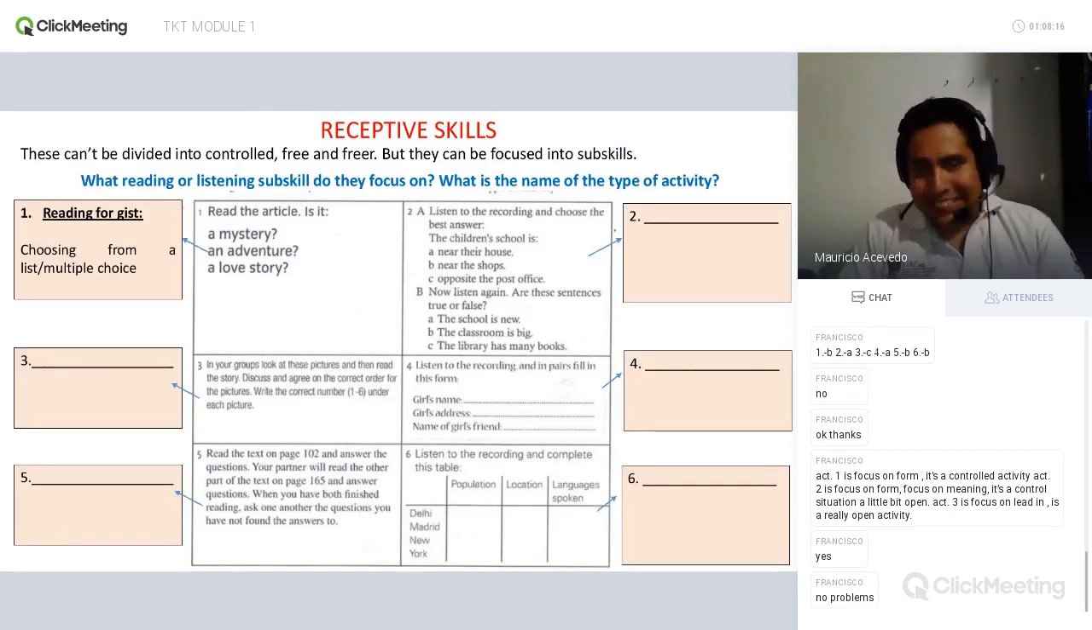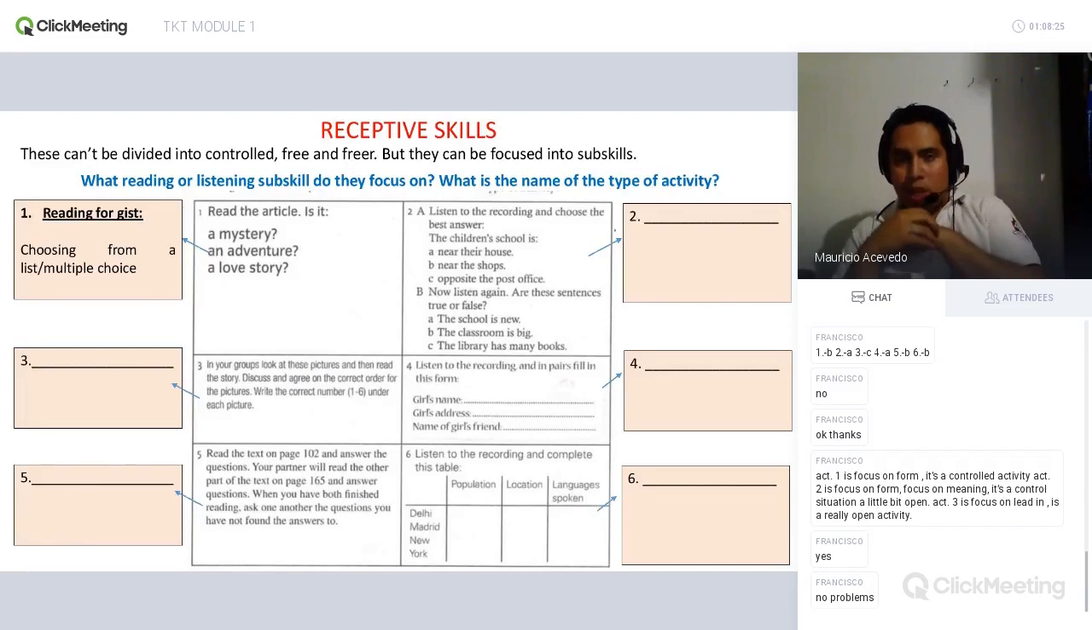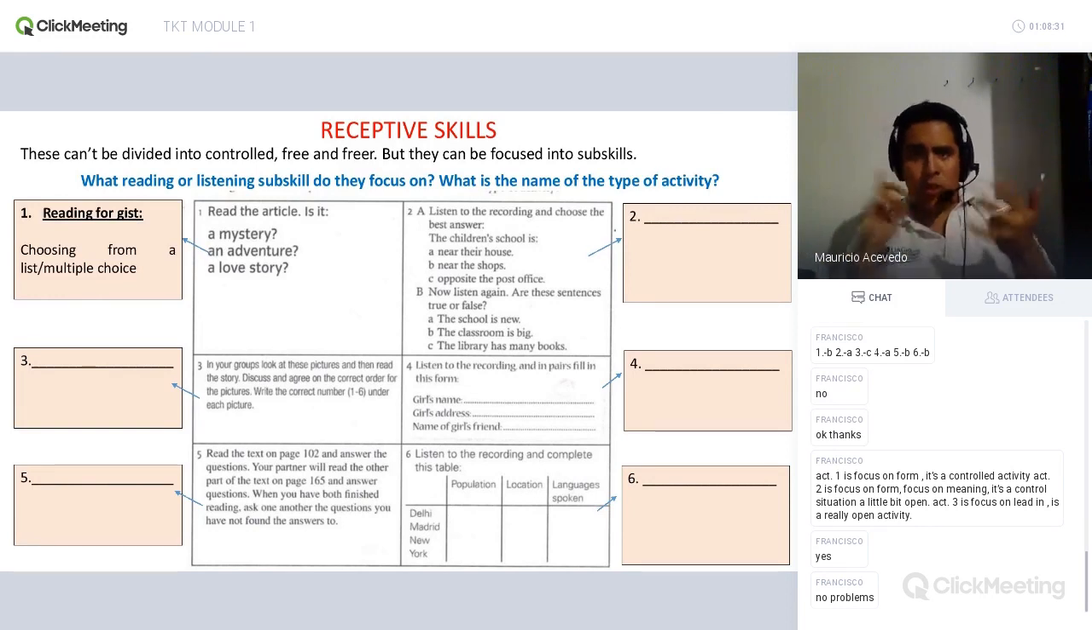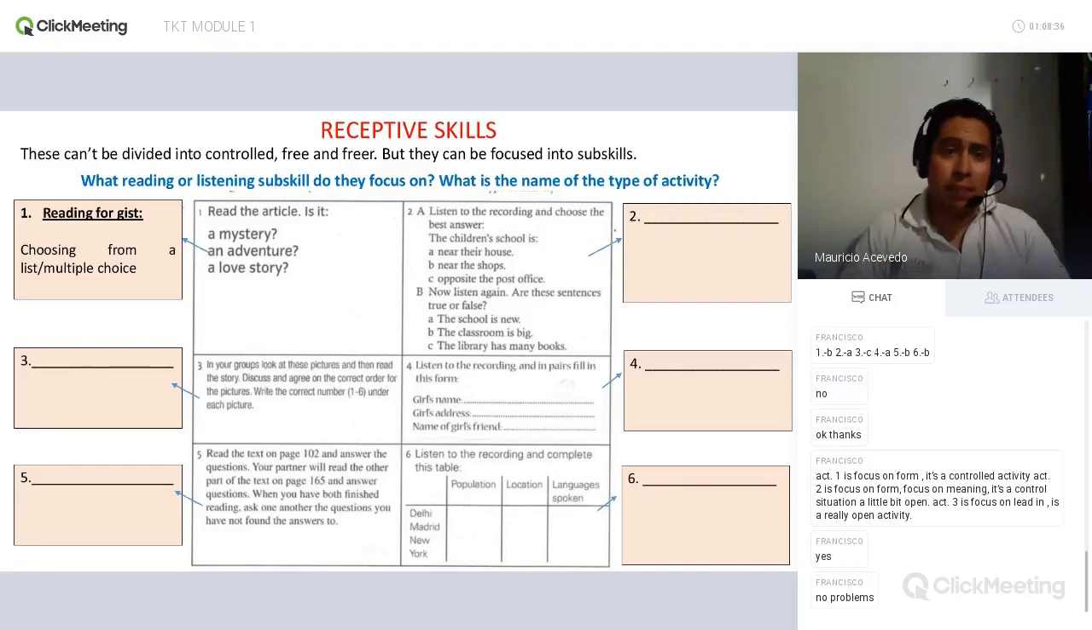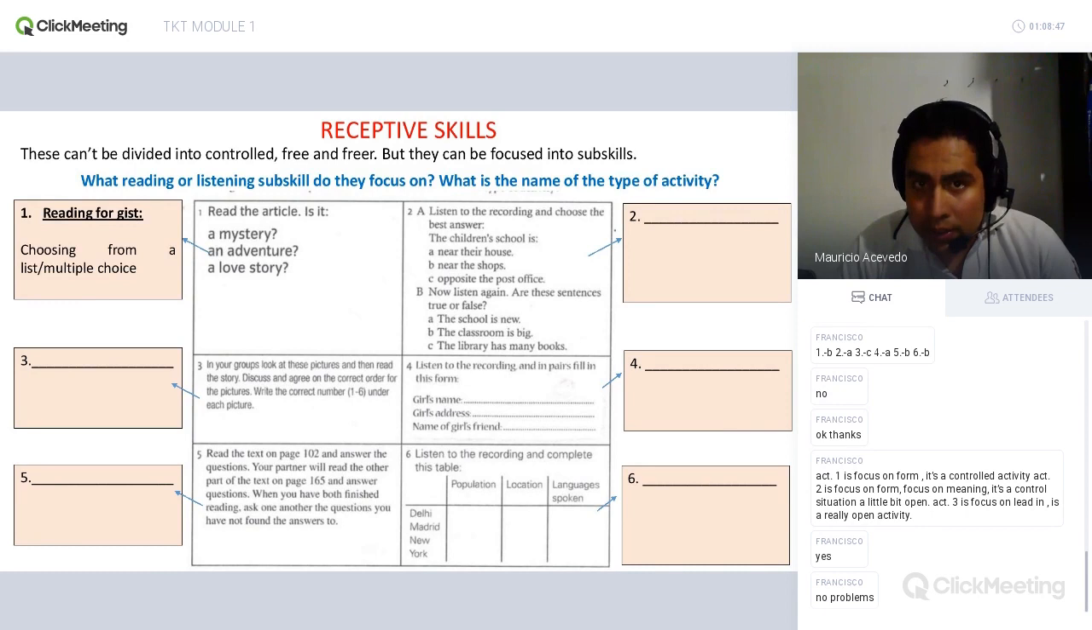But now, this is totally different. Receptive skills. We were talking about productive skills, right? Basically, we talk about controlled, freer, and free activities. And that's it. You can have discussions, you can have role plays, you can write an email, but it doesn't matter. But remember, receptive skills cannot be divided into controlled, free, or freer, but they can be focused into sub skills.